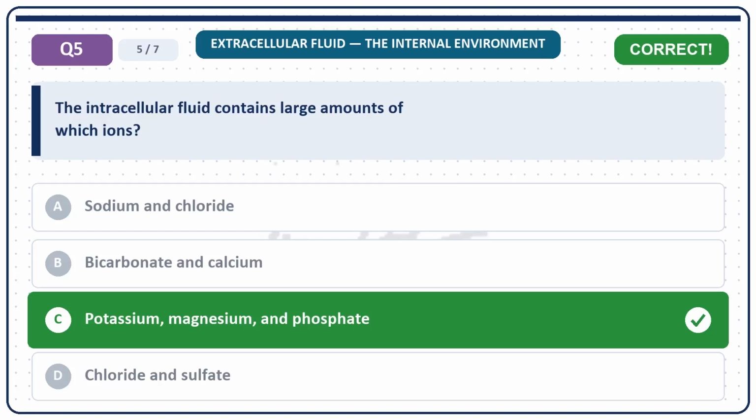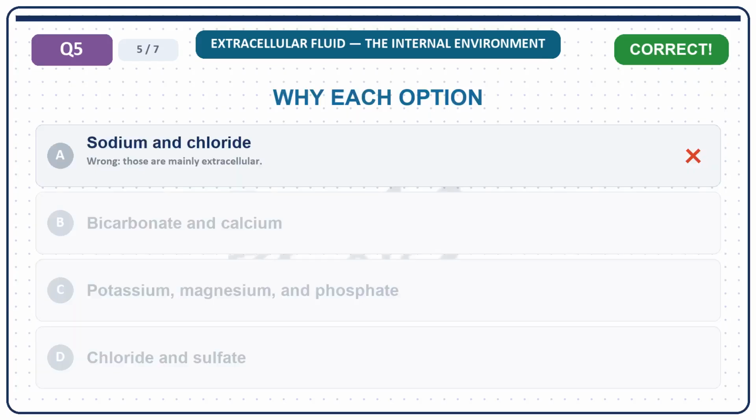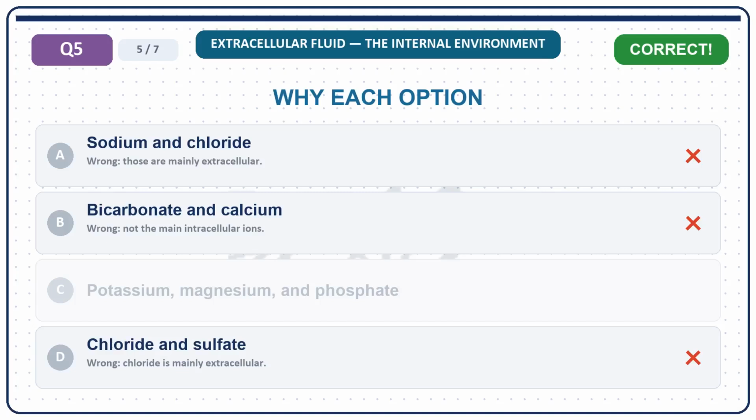That's correct. Now, let's break down each option. Option A, sodium and chloride. This one is wrong, because those are mainly extracellular. Option B, bicarbonate and calcium. This one is wrong, because they are not the main intracellular ions. Option D, chloride and sulfate. This one is wrong, because chloride is mainly extracellular.